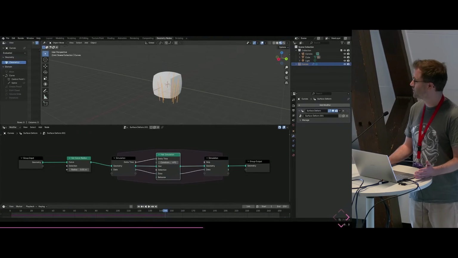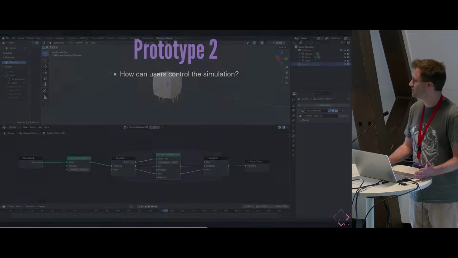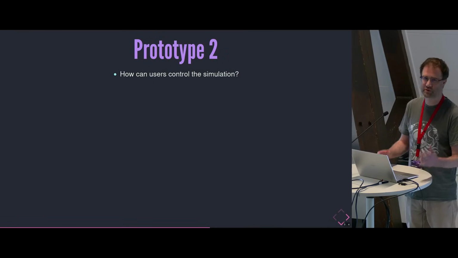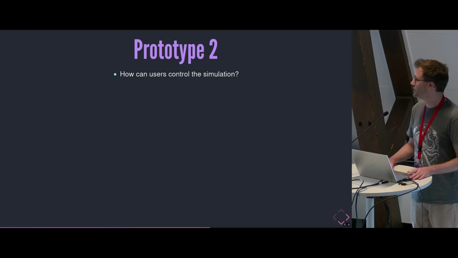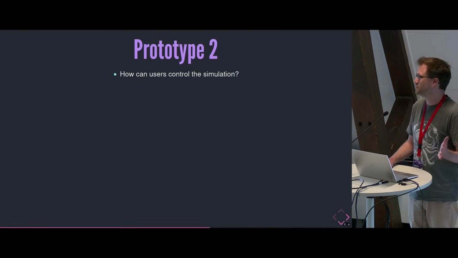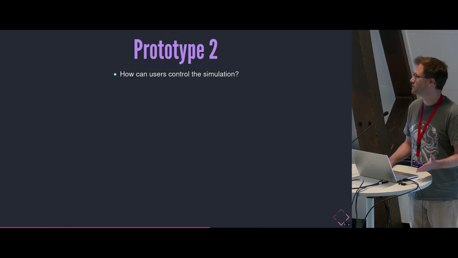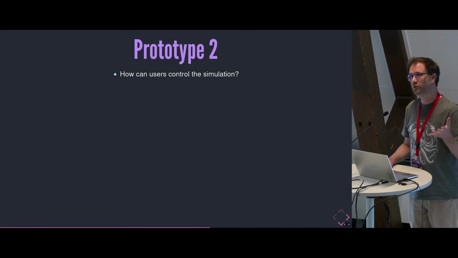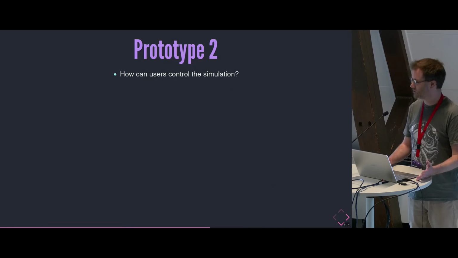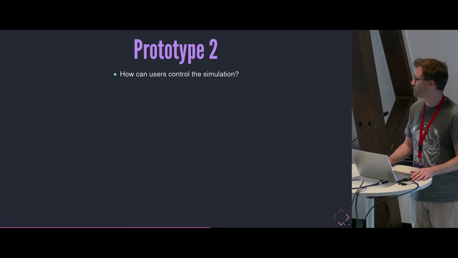But there is a bit of an issue now because, of course, now it's a black box. So we have the opposite problem. Now nothing is editable anymore. So how do you allow users to actually control the simulation? Something like, how do you control what the colliders of the simulation are, or what the stiffness of your hair curves is, something like that.